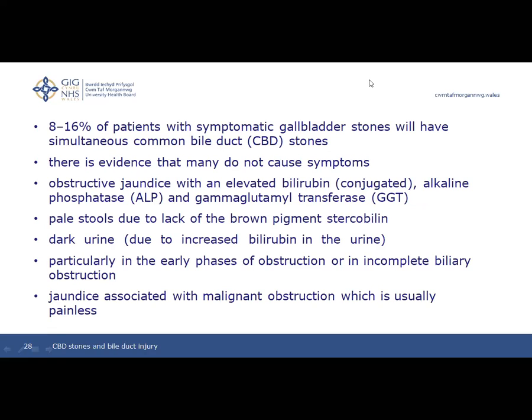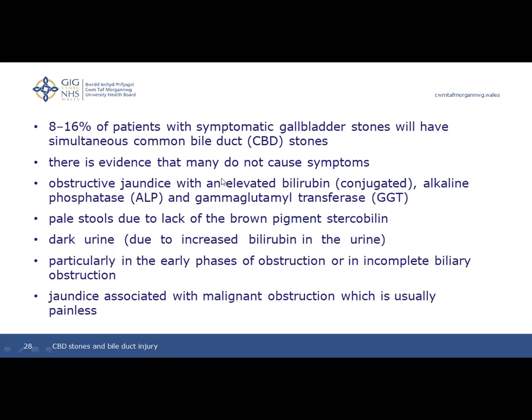So 8 to 16% of patients with symptomatic gallbladder stones will have simultaneous common bile duct stones, which means gallbladder stones will be with common bile duct stones in almost 8 to 16% of patients, and there can be asymptomatic common bile duct stones. Usually, common bile duct stones present as obstructive jaundice, not always. There can sometimes be a partial obstruction with mild elevation, or a complete obstruction with full-blown elevation of the bilirubin, alkaline phosphatase and gamma glutamyl transferase.